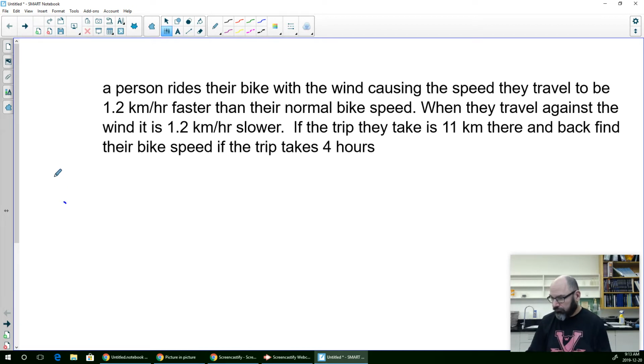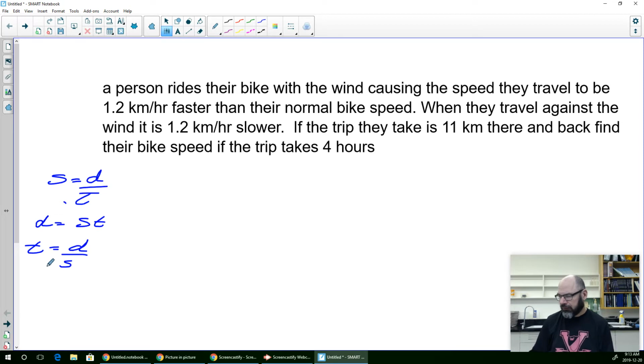Okay, so speed equals distance over time. So then we know that distance equals speed times time, and we know that time equals distance over speed. So this is one we're going to end up using here. So we're going to look at going with the wind and against. So you've got to chart these out.